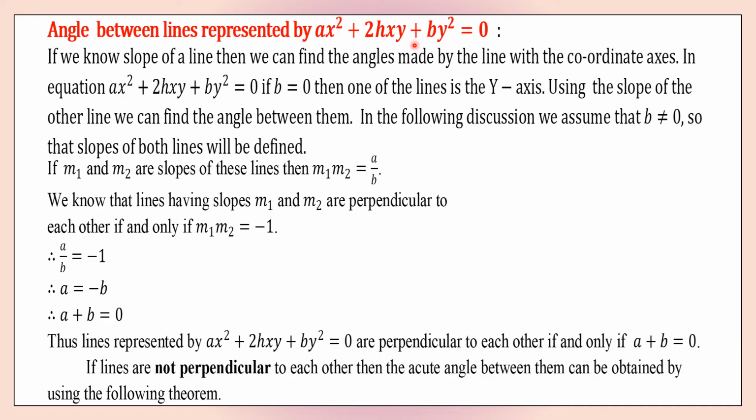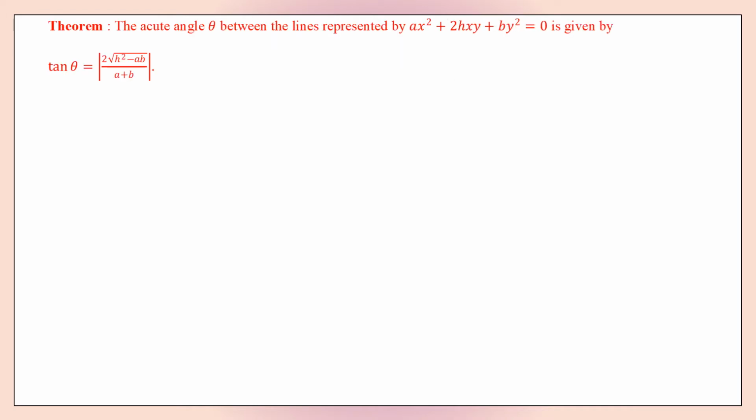This is a joint equation representing two lines. If these two lines are perpendicular, we find the condition is a + b = 0. If the lines are not perpendicular to each other, then the acute angle between them can be obtained using the theorem. Theorem: The acute angle theta between the lines represented by ax² + 2hxy + by² = 0 is given by tan θ = |2√(h² - ab) / (a + b)|. These are two lines, and we have to find the angle between them, theta, in terms of tan theta.